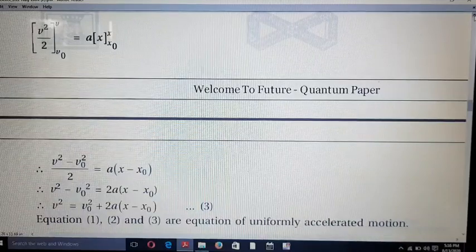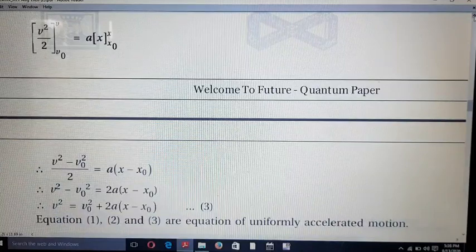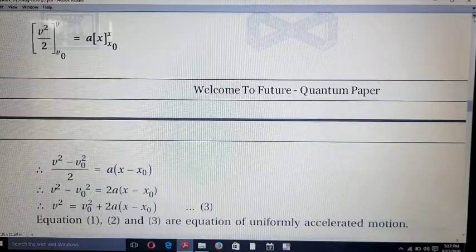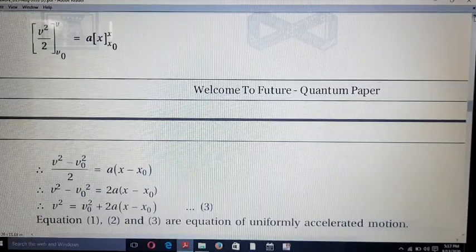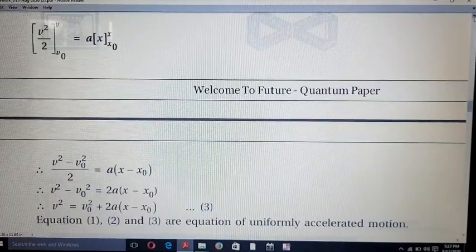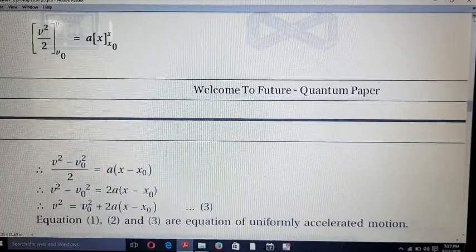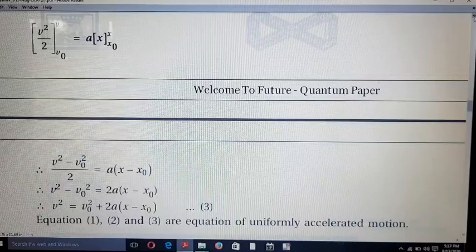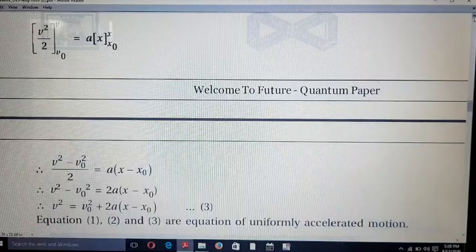So friends, equations number 1, 2 and 3 are the equations for uniformly accelerated motion. Friends, the advantage of this method is that it can be used for motion with non-uniform acceleration also. Friends, you prepare this question. It is very important for us.